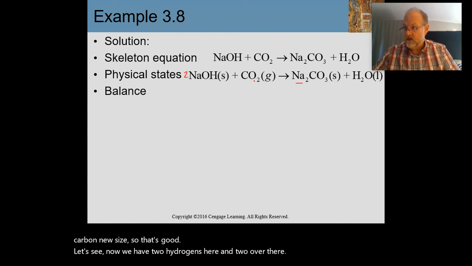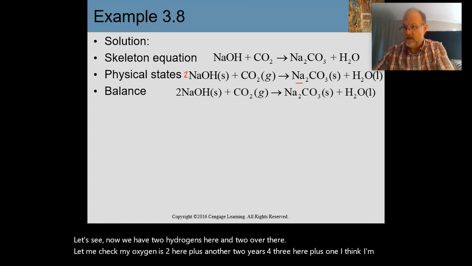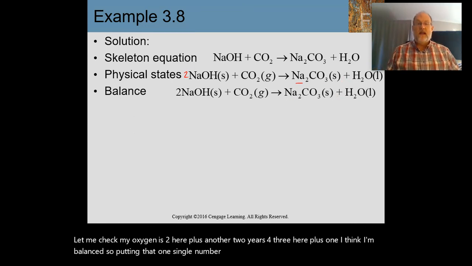Let me check my oxygens. 2 here, plus another 2 here is 4. 3 here plus 1. I think I'm balanced. So putting that one single number out front balances this chemical equation.